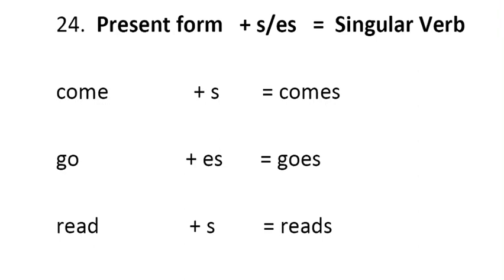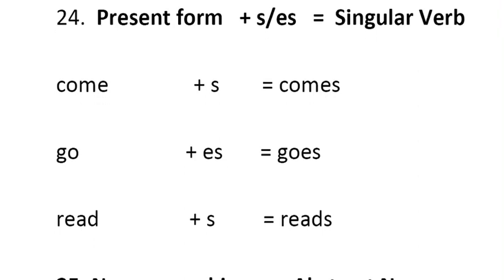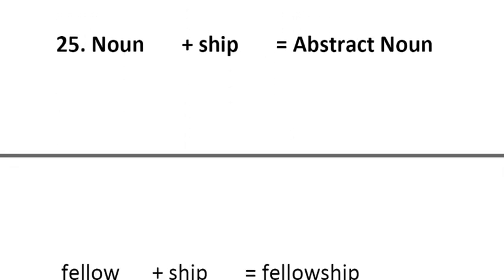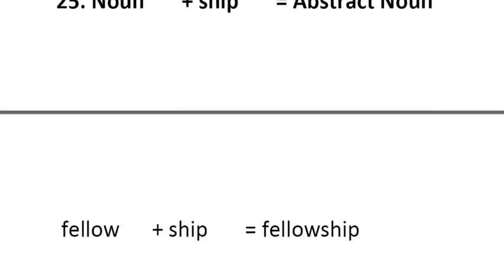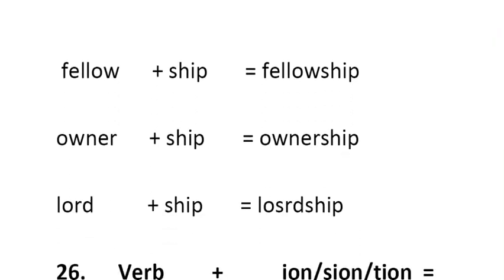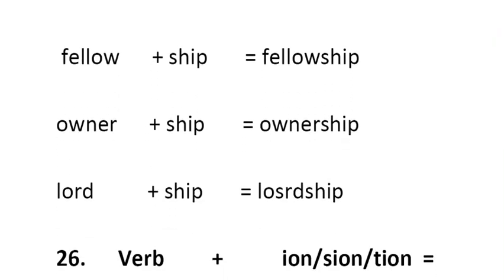Rule 24 says you add s or es to the present form of a verb, then it becomes a singular verb. So come plus s, comes; go plus es, goes; read plus s, reads. Rule 25 says the suffix ship is added to a noun, and it becomes an abstract noun, like fellow, fellowship; owner plus ship, ownership; lord plus ship, lordship.